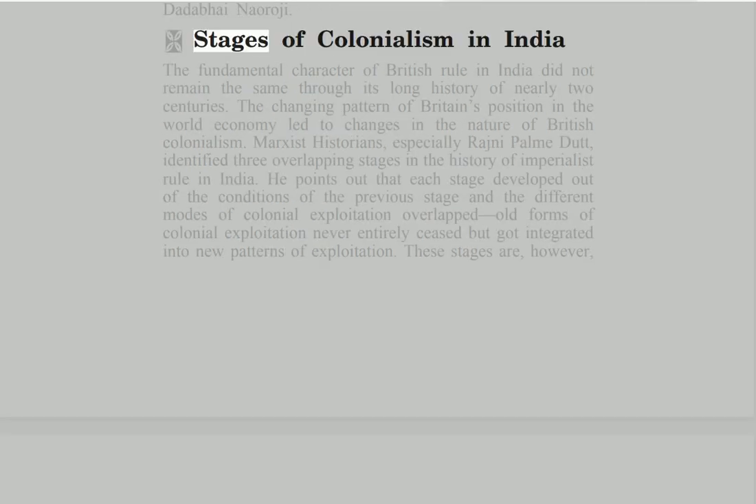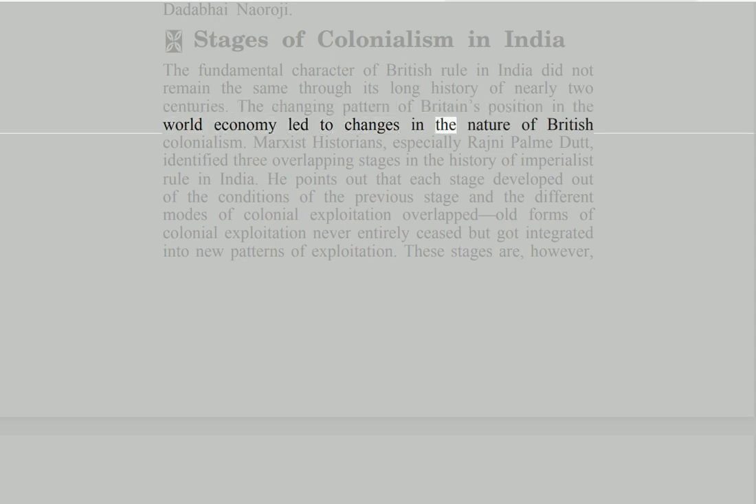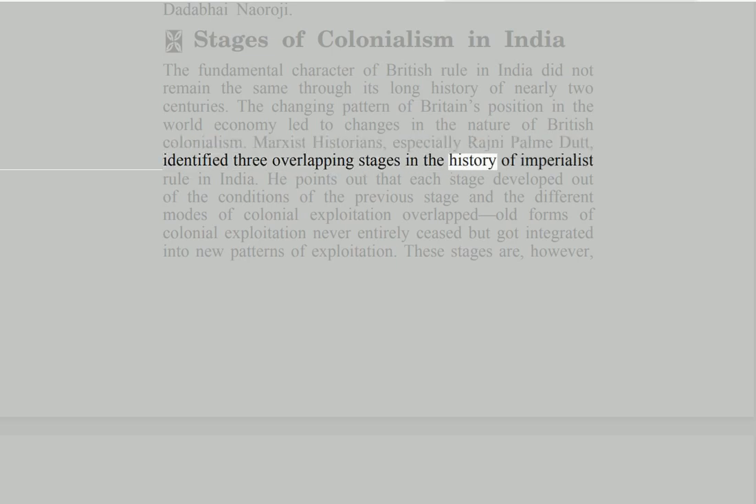Stages of colonialism in India. The fundamental character of British rule in India did not remain the same through its long history of nearly 2 centuries. The changing pattern of Britain's position in the world economy led to changes in the nature of British colonialism. Marxist historians, especially Rajni Palme Dutt, identified 3 overlapping stages in the history of imperialist rule in India. He points out that each stage developed out of the conditions of the previous stage and the different modes of colonial exploitation overlapped. Old forms of colonial exploitation never entirely ceased but got integrated into new patterns of exploitation.